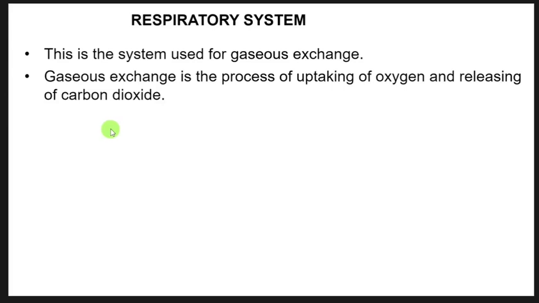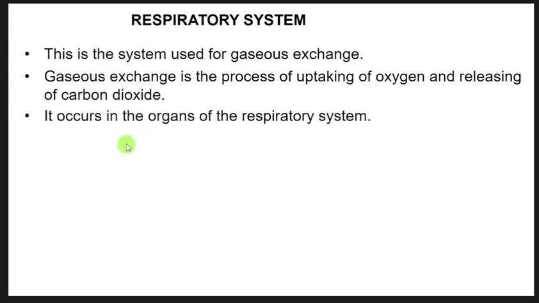So you know living things need oxygen and also need to get rid of carbon dioxide out of their body. So the process of uptake of oxygen into the body and then getting rid of carbon dioxide out of the body is what is known as gaseous exchange, and it occurs in the respiratory system. All right, so we are saying it occurs in the organs of the respiratory system.